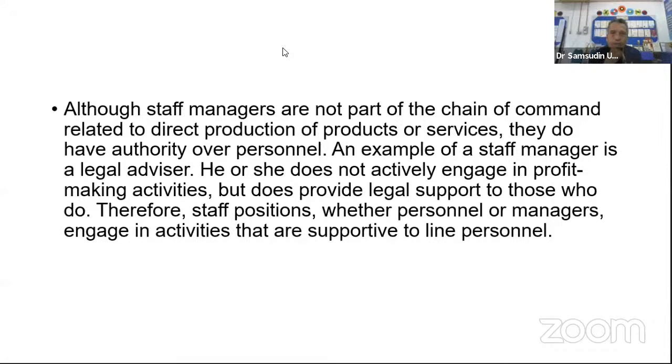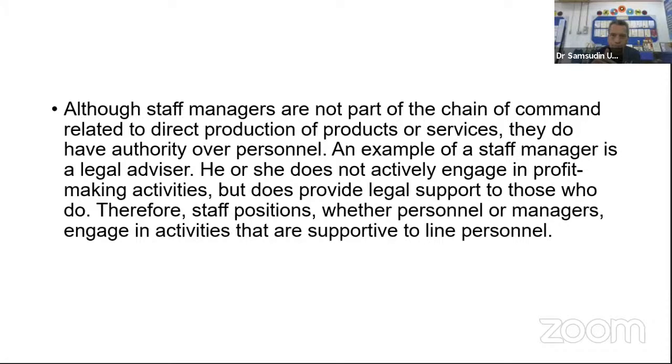Staff managers are not part of the chain of command that leads to direct production of a product or service. They do have authority over personnel. Sometimes they wrongly use that authority. We have to differentiate between authority and power. Normally managers have very high power compared to subordinates. A manager has higher power than a supervisor, and a supervisor has more power than operators or production workers.